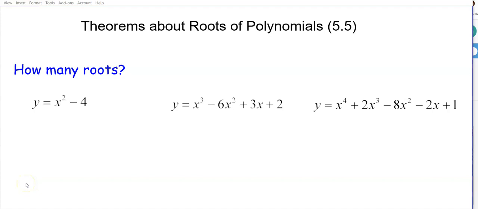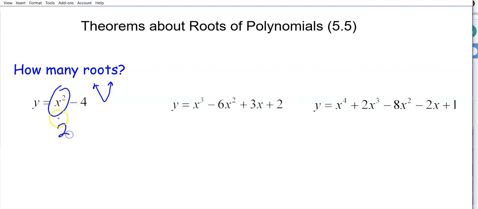Okay, so today we're talking about rational roots. So how many roots? First, let's talk about how many roots an equation has. Look at the largest degree of that term. Like in the last lesson, or one of those lessons, we learned about end behavior, right? If this is an x squared graph, how many solutions will you have?